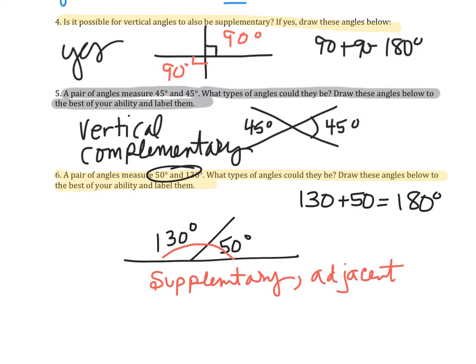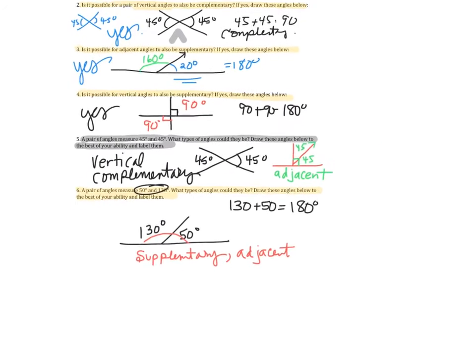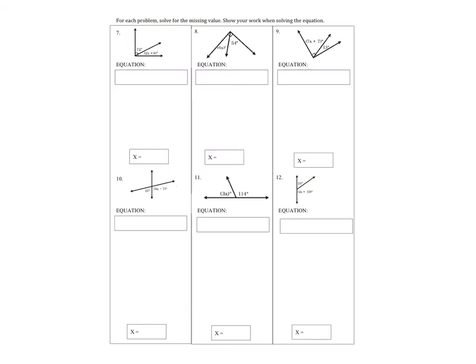I'm going to go back up here about the 45 one. I could also do this, and this one. And I can make this 45 and this 45. And these two angles would be complementary and adjacent. Okay? All right. That's that one. Let's go to the next two.